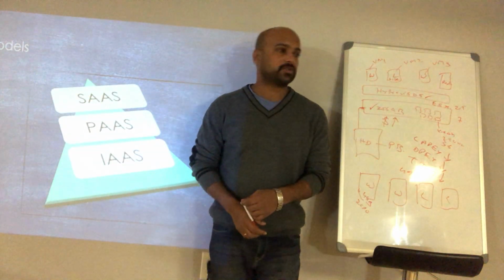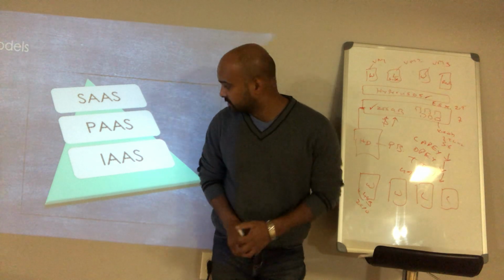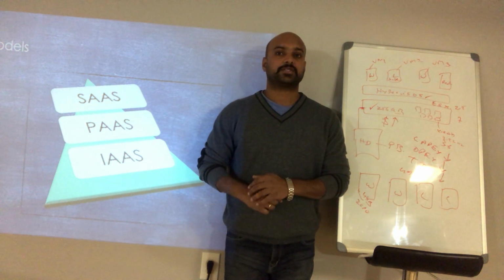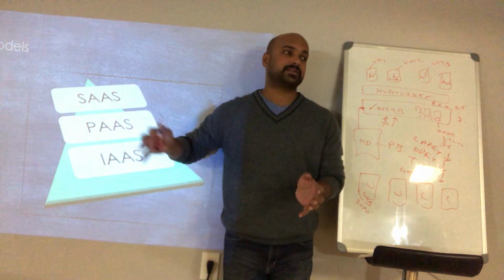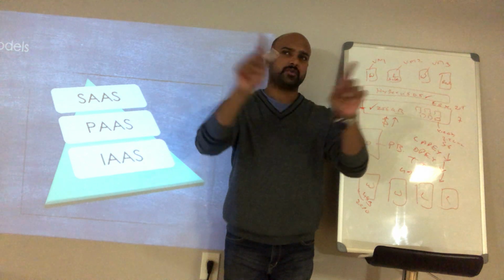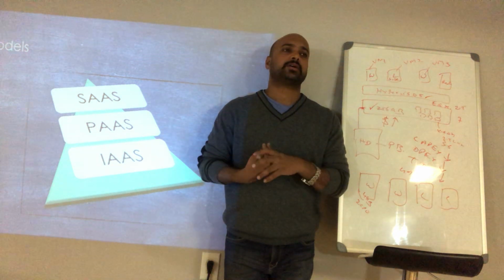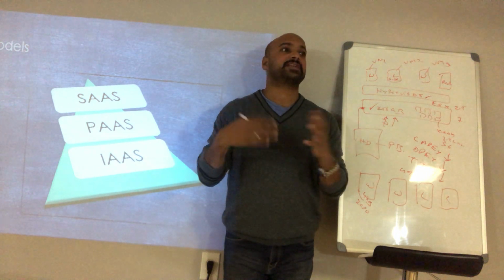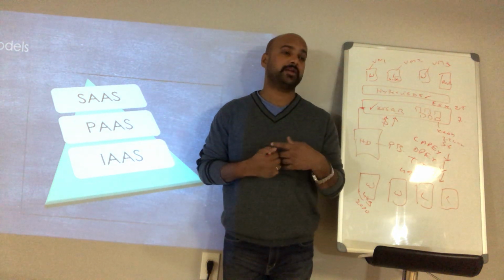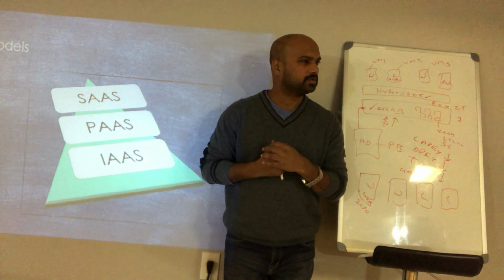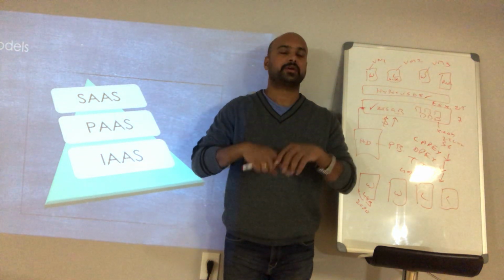SaaS stands for software as a service. PaaS stands for platform as a service. IaaS stands for infrastructure as a service. So what is software as a service? So when software is delivered to you on your browser. Let's say you have a business, and for all transactions, incoming and outgoing, you got a software called QuickBooks.